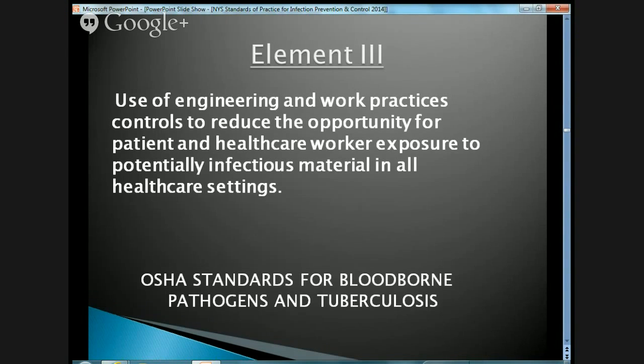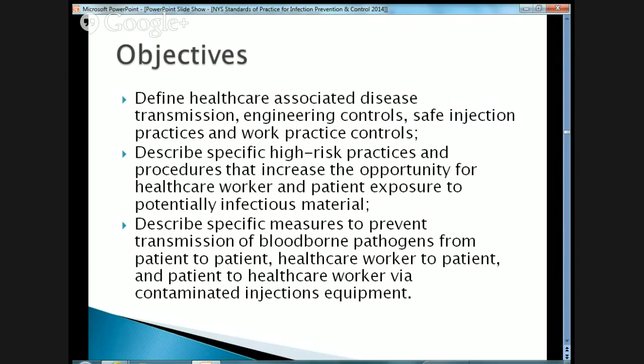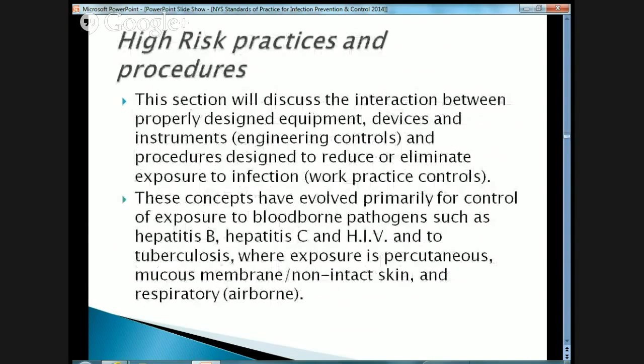Element 3. OSHA standards, bloodborne pathogens, and tuberculosis. High-risk practices include the secretions discussed, and cleaning your equipment between the use on patients. Hepatitis B, C, and HIV are the ones that can be passed on.